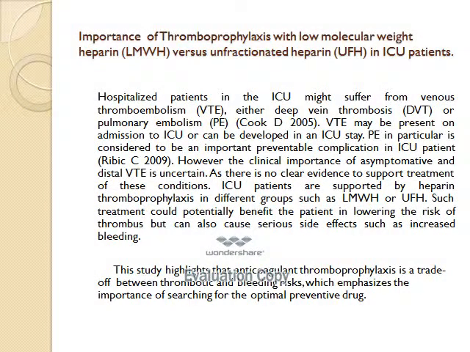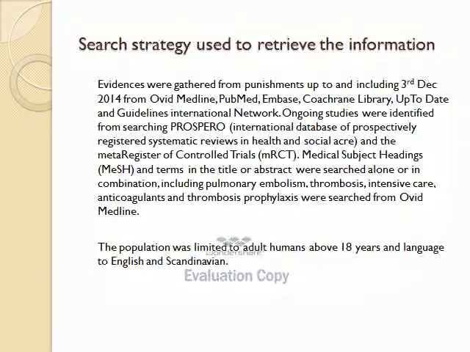ICU patients are supported by heparin thromboprophylaxis in different groups, such as low molecular weight heparin or unfractioned heparin. Such treatment could potentially benefit the patient by lowering the risk of thrombus, but can also cause serious side effects such as increased bleeding. This study highlighted that anticoagulant thromboprophylaxis is a trade-off between thrombotic and bleeding risk, which emphasizes the importance of searching for the optimal preventive drugs. Moving on to the next slide.